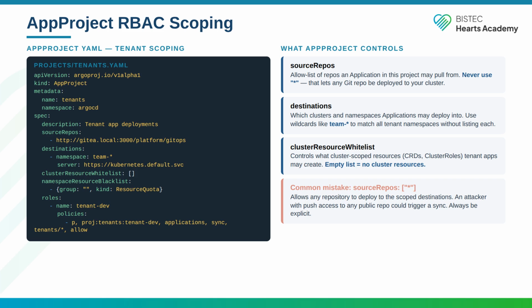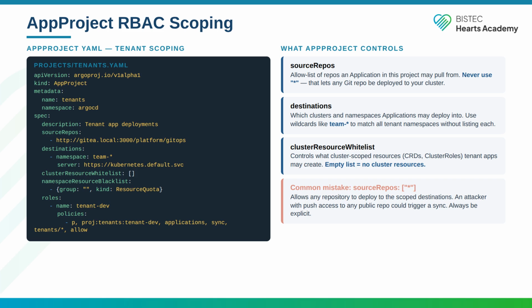First, source repos, which Git repositories are permitted as sources for applications in this project. Setting this to a wildcard means any repository in the world, including a public repository under an attacker's control, can trigger a deployment to your cluster. Always be explicit. List the specific repositories that are authorized.